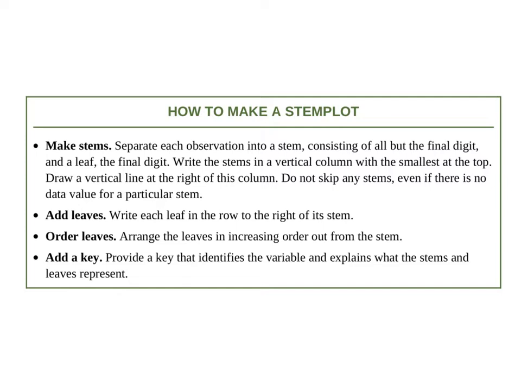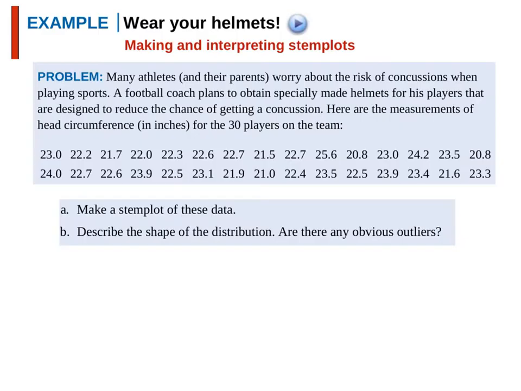And then you add your leaves, which you write to the right. W-R-I-T-E to the R-I-G-H-T. And then you order the leaves in increasing order, as we've seen. And then you add a key. That's really important, because that identifies the variable and explains what the stems and leaves represent. And it's basically useless without that key.